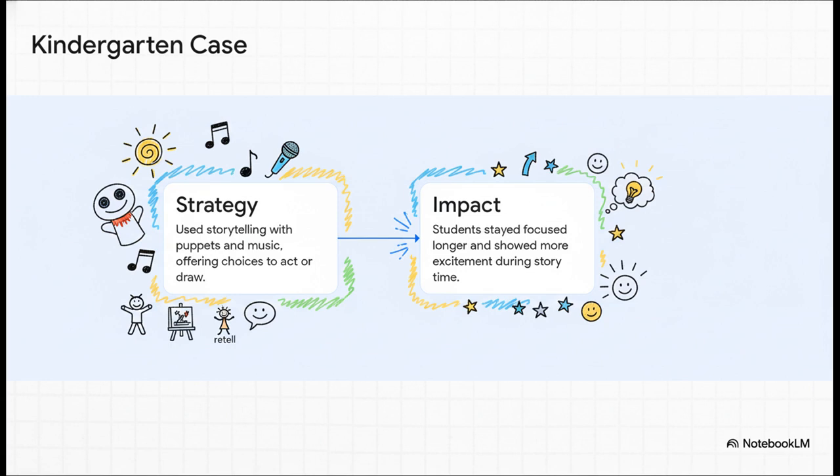But here's the magic design element. They offered a choice. After the story, kids could choose to act it out, or draw a picture about it, or even retell it to a friend. That one simple act of giving a choice had a massive impact. Engagement went through the roof, the kids were more focused, more excited, and everyone could participate.